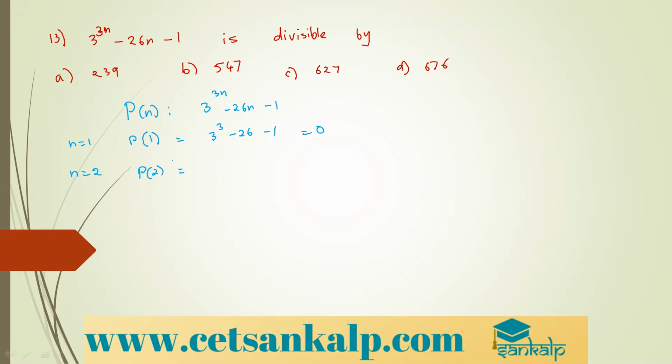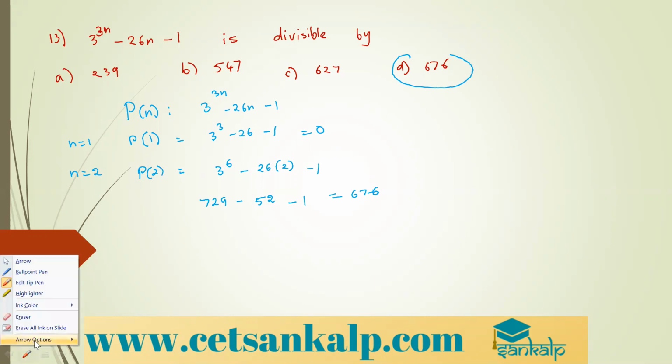I will put n equal to 2 and I will check. So I will have 3 power 6 minus 26 into 2 minus 1. 3 power 6 is 729. 26 into 2 is 52 minus 1. So this will become 676. That means it is divisible by 676. So let's go to question number 14.